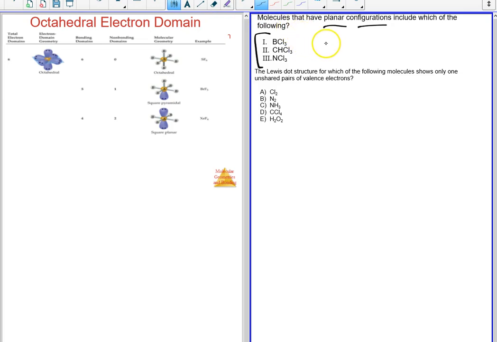You would solve it. You've got to draw all three of them, find their electron domains, find the number of bonding and non-bonding, and then check your notes that you just wrote. Okay? Give that a try for the next few minutes.